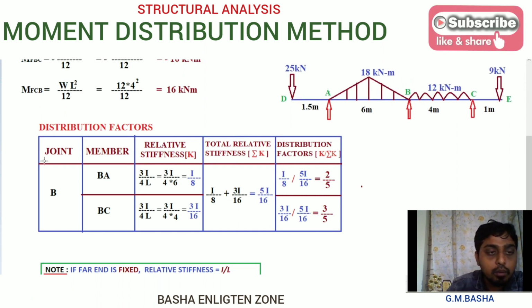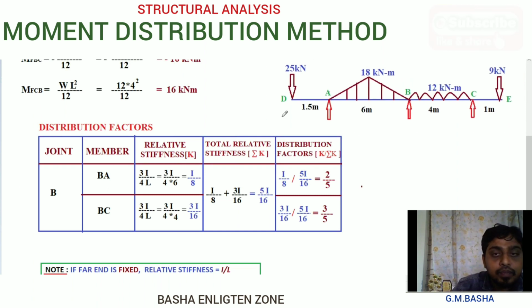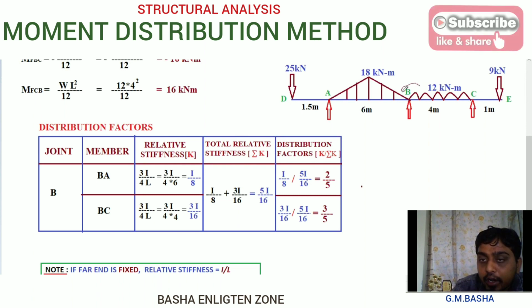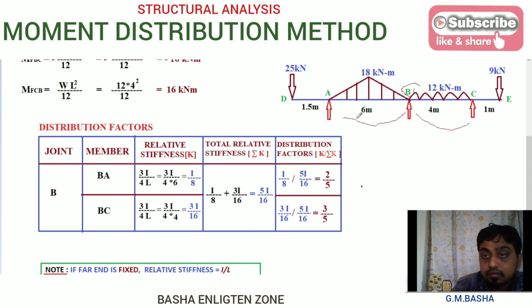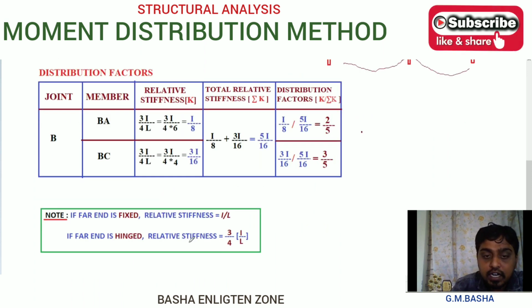See here, I am talking about these distribution factors. So there will be only one intermediate joint B. A and C are the overhanging positions, and connecting members for B will be, one will be BA, another will be BC.